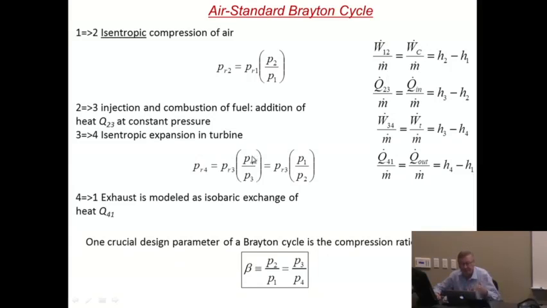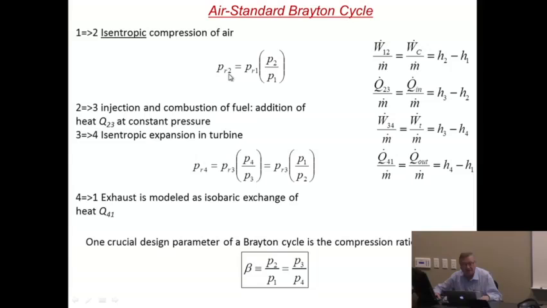Now, we can go over the steps in the Brayton cycle, in the air standard Brayton cycle. You can take your first isentropic transformation of air, and the recipe is PR2 is PR1 times P2 over P1. You have your injection of heat, Q23, that's going to be H3 minus H2. So if you know your state 1, you find H1, PR1, and you have P1, that's known. Then if you are given, for example, P2, and that's very often the case because a crucial design parameter of a Brayton cycle is the ratio P2 over P1, which is beta, the compression ratio, then you can find PR2.